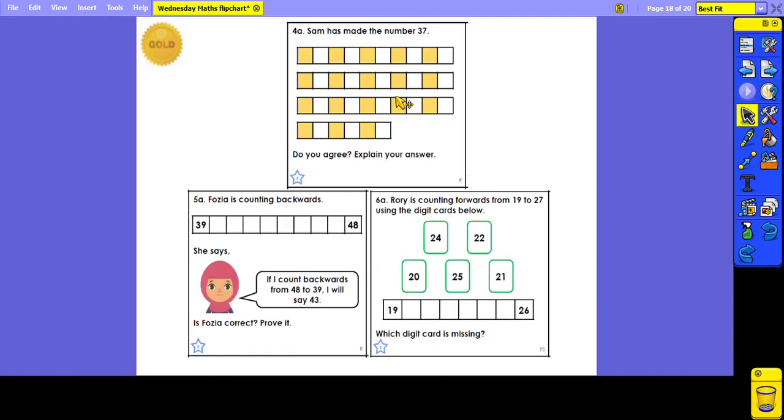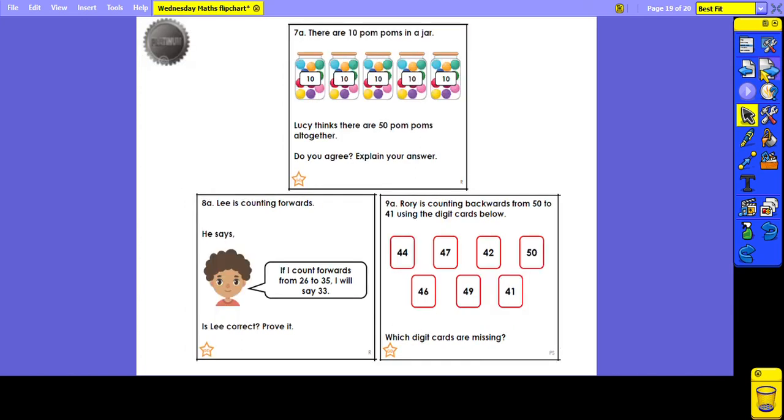And then for gold, you've got these reasoning and problem solving questions, which we have been through together. So go back to the other examples if you're struggling. And for platinum, you've got some more challenging reasoning and problem solving questions.